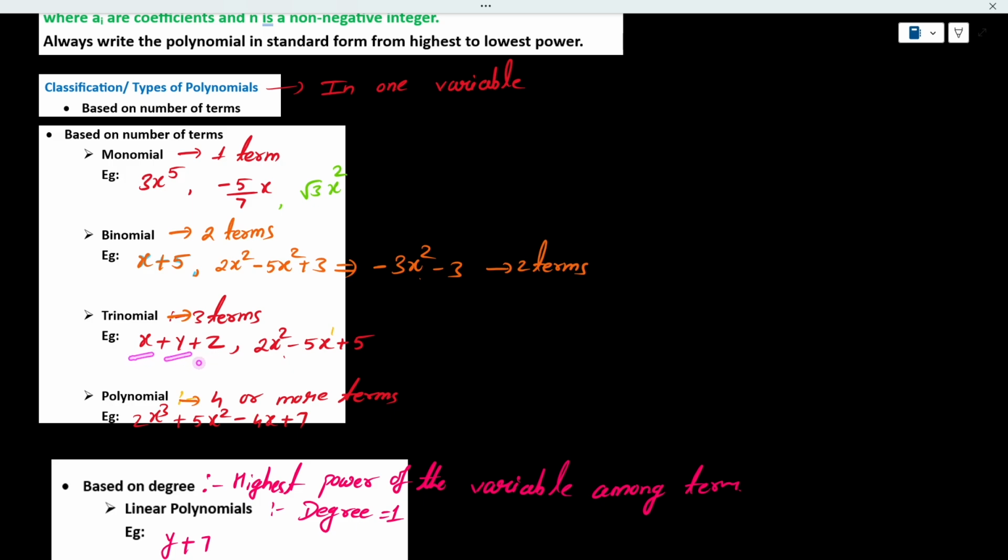So first term, second term, third term, we call it a trinomial. This is with one variable, whose highest power is 2, then 1, and this constant term's power is going to be 0. So this is a trinomial. Any polynomial with four or more terms, we call it a polynomial. But this you learn in lower grades.